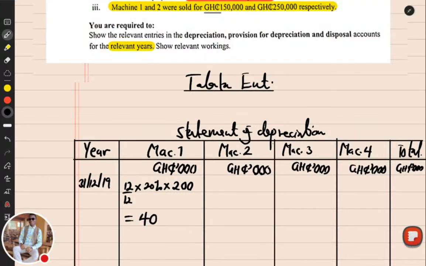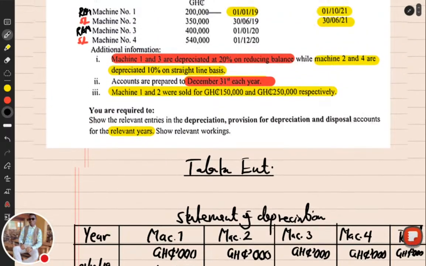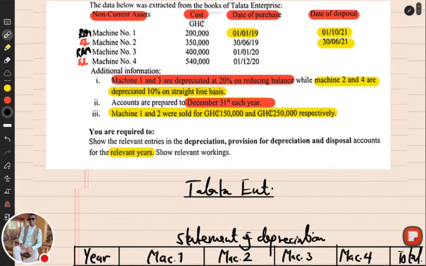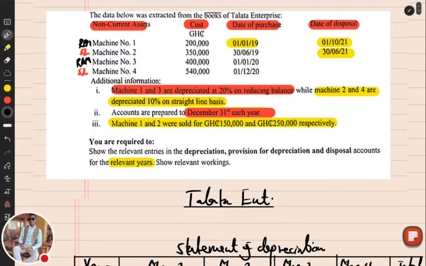So once you have this, that is fine. Then we move on to what? Machine 2. Machine number 2, and we have been told that it is depreciated using the straight line method. But we ask ourselves, which year was machine number 2 bought? It was bought on 30th June. You can see it here.